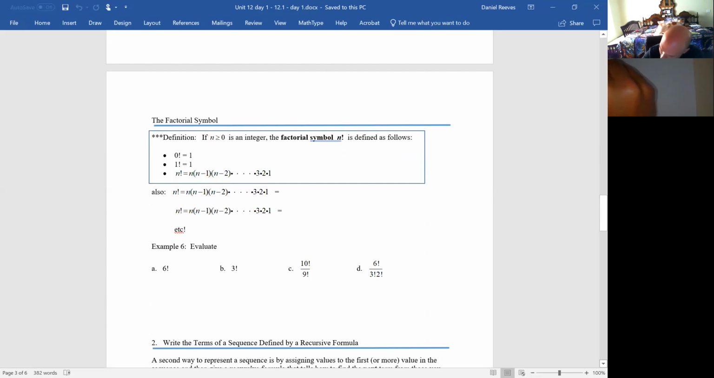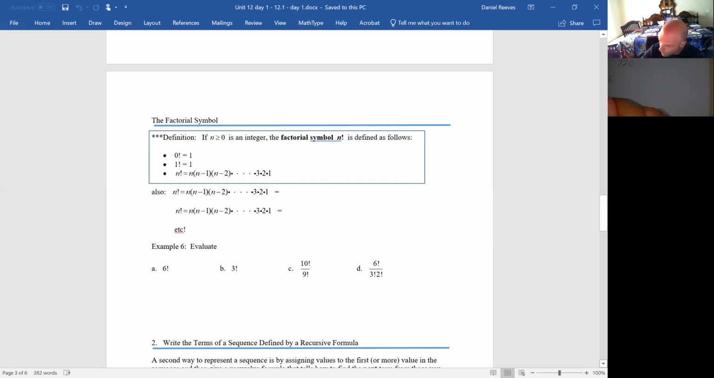6 factorial is 6 times 5 times 4 times 3 times 2, technically times 1. There's a 6 there. There's another 6 there. We have 36 times 20. We have 720. In part B, 3 factorial is 3 times 2 times 1. That is 6. So A, B, my answer is 6.